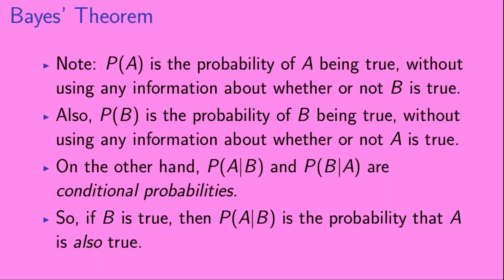Note that P of A is the probability of A being true without using any information about whether or not B is true. And also, P of B is the probability of B being true without using any information about whether or not A is true. On the other hand, P of A given B and P of B given A are conditional probabilities. So if B is true, then P of A given B is the probability that A is also true.